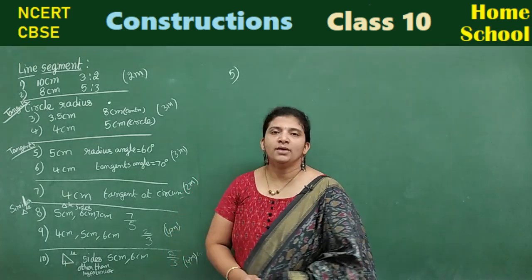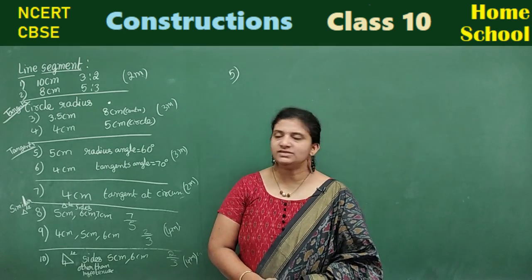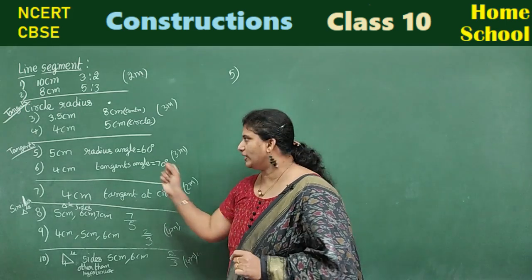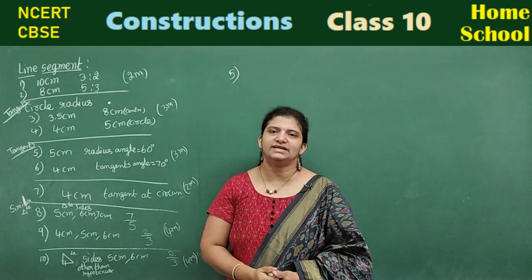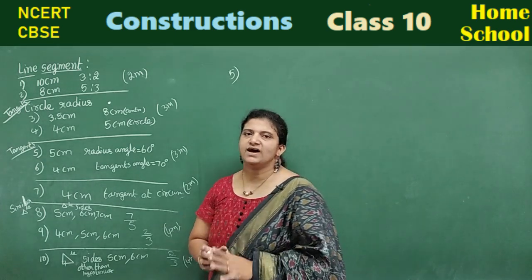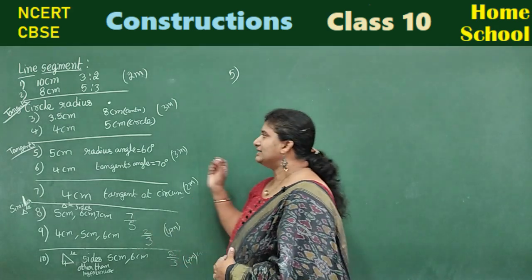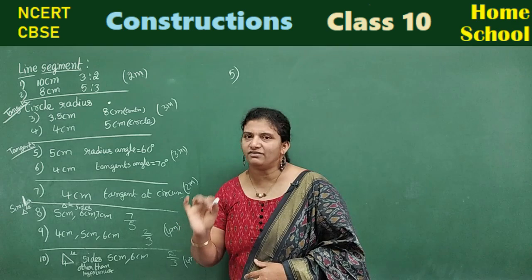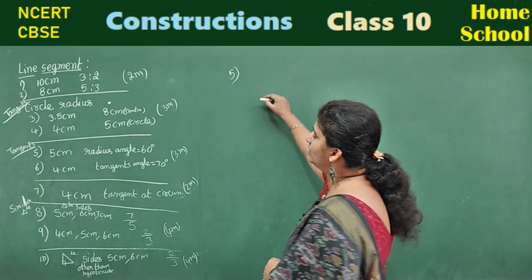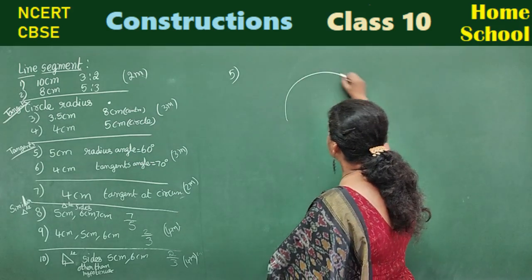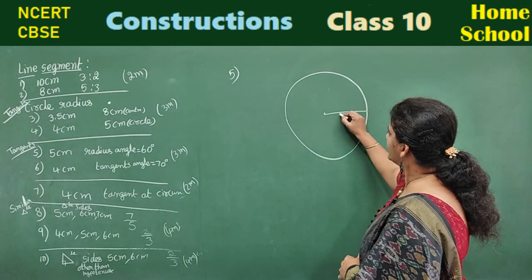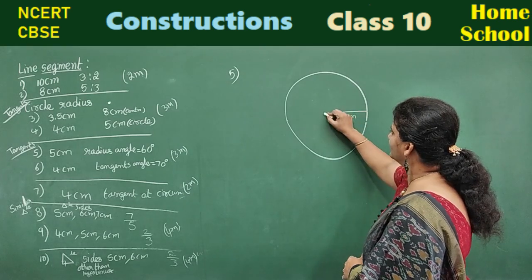Fifth one: draw a pair of tangents to a circle of radius 5 centimeters, and they have given a point. You need to observe the point. Radius angle is 60 degrees. You need to draw a pair of tangents to a circle. So first thing, have to do this problem. I just go on doing it freehand, roughly. You please do properly with your construction tools. See this one, 5 centimeters, draw a circle, and let me do one radius.